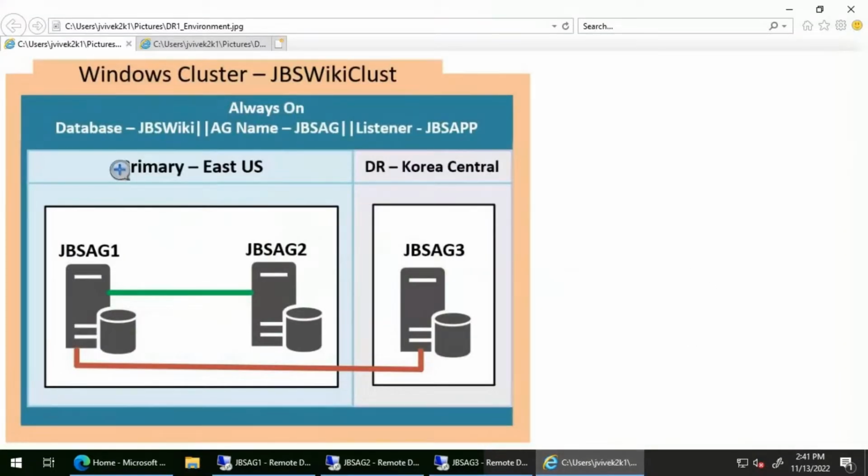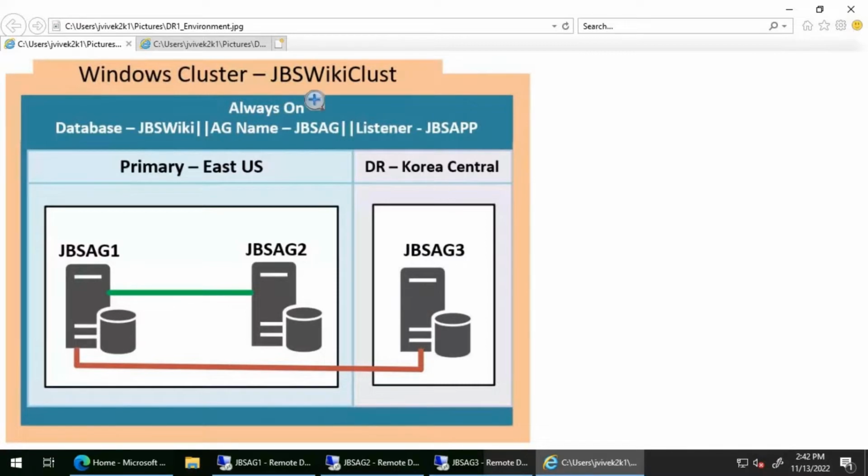So we have a primary region and then a DR region. The primary region is East US and the DR region is Korea Central. We have three database servers as part of an Always On availability group. JBSAG1 and JBSAG2 are part of an availability group called JBSAG, and JBSAG1 acts as the primary replica and JBSAG2 acts as the secondary replica with synchronous commit, and JBSAG3 is acting as a secondary replica with asynchronous commit.